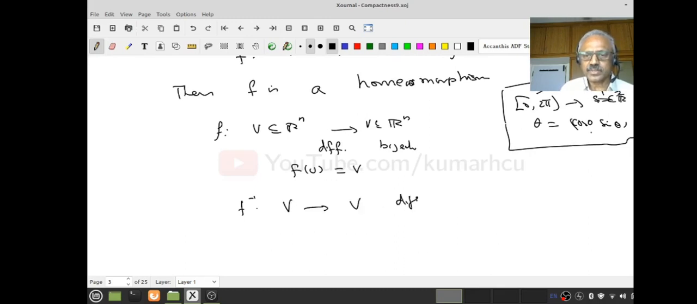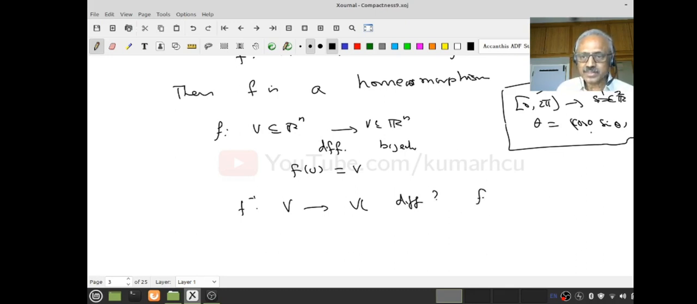So I want to know that it's differentiable. Between open sets, my homeomorphism is going to be a differentiable map of this open set onto that open set, let us say. Then if it is a bijective homeomorphism, I want the inverse. The inverse is going to be from V to U. V is an open set, U is an open set. I want to know that it's differentiable. It may not be true.